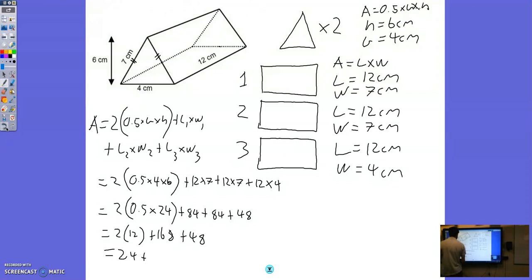168 plus 48 is 216. And our final solution is going to be 24 plus 216, which is 240. Remember, because we are dealing in area, we're going to call it the total surface area, and we're going to use centimeters squared as our units.